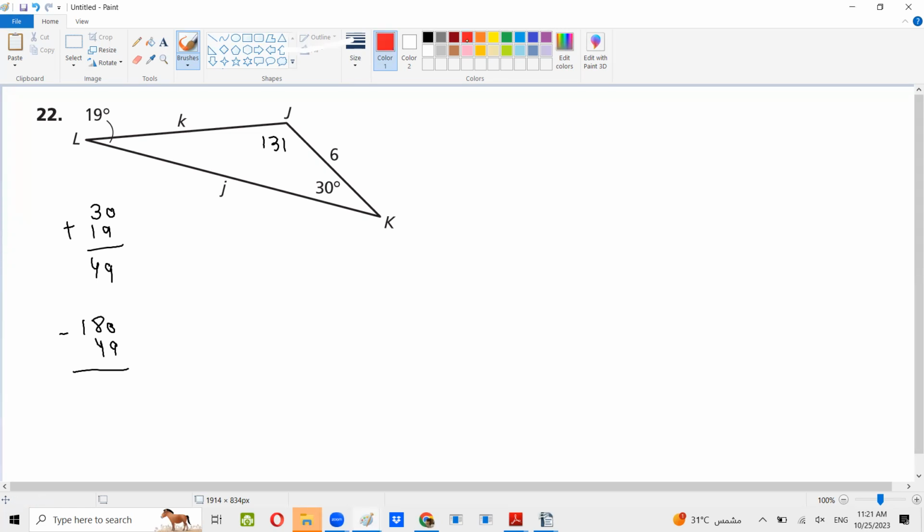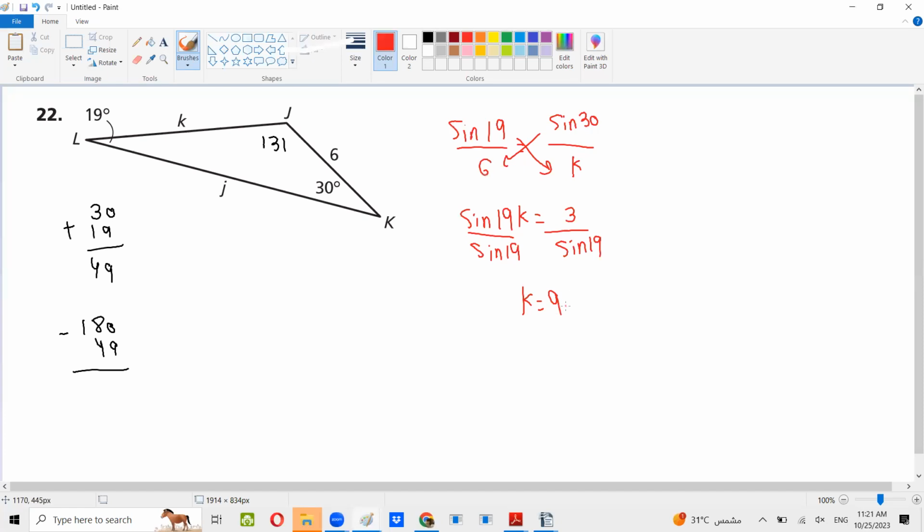Sine 19 over k is equal to sine 30 over 3. Cross multiplication. Sine 19 times k is how many? Sine 30 is half. Divide by sine 19. Okay, 9 point.